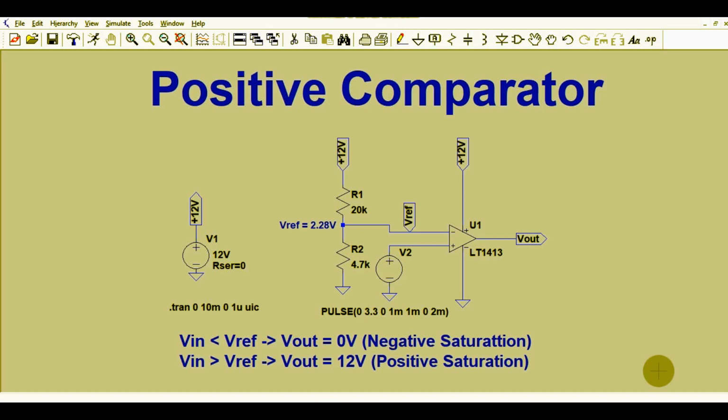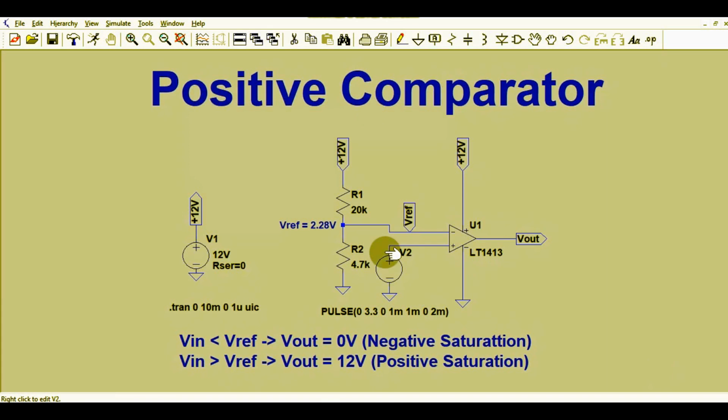Since the last two videos we have seen the zero level comparator, or zero level detector. In this video we will see the non-zero level comparator. This is the circuit diagram of the positive op-amp comparator. This is also called the non-inverting comparator.